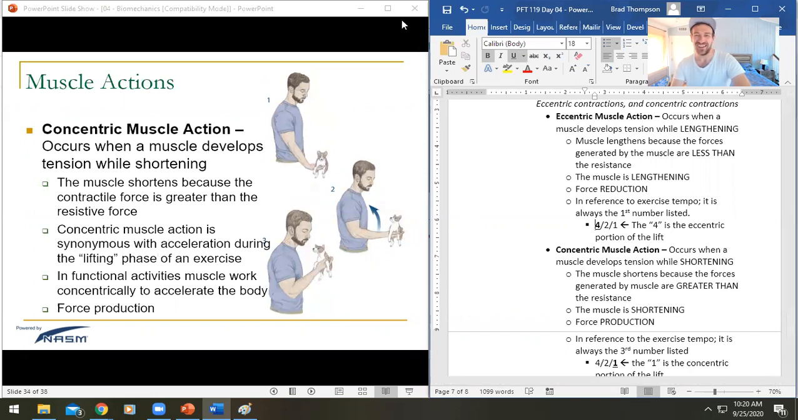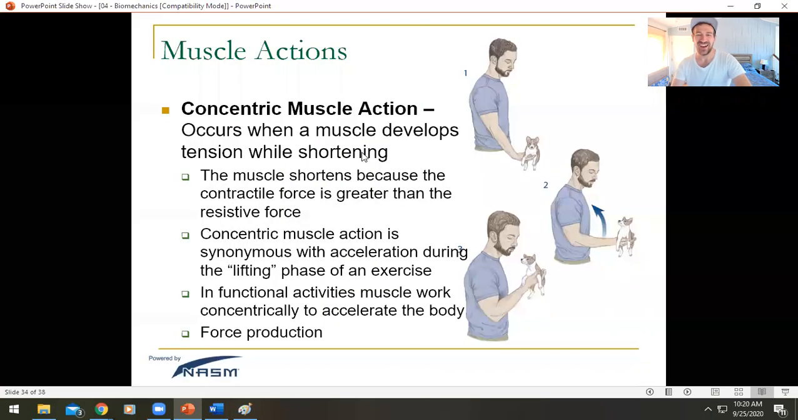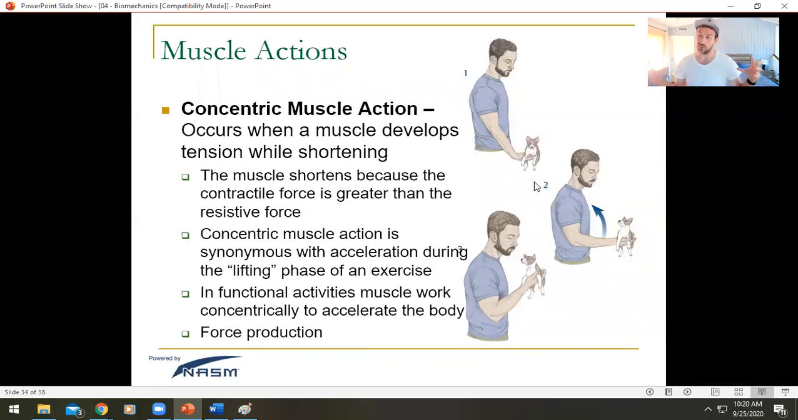So concentric muscle actions are going to occur when a muscle is developing tension when it's shortening. So he is going to shorten his muscles to overcome a resistive force. So he is bringing the puppy towards him. So the muscle is shortening. That's a concentric action. It's the lifting phase. It's the contraction that we generally think of when we think of it, but they're all contractions.